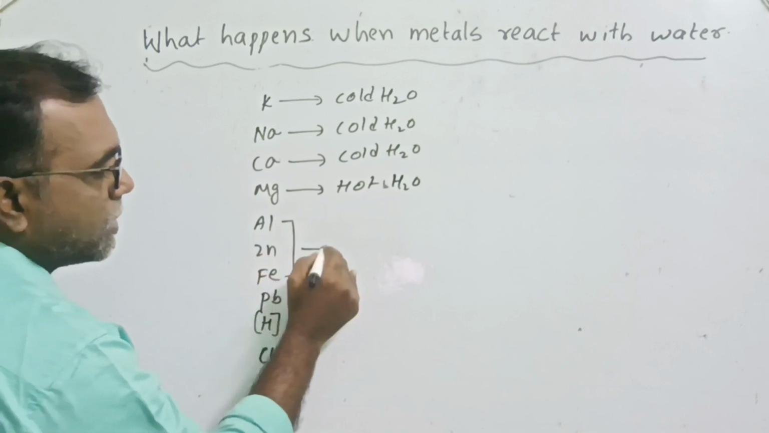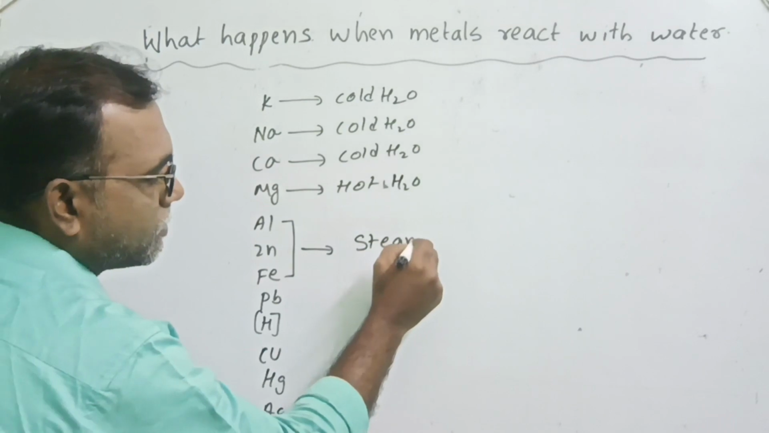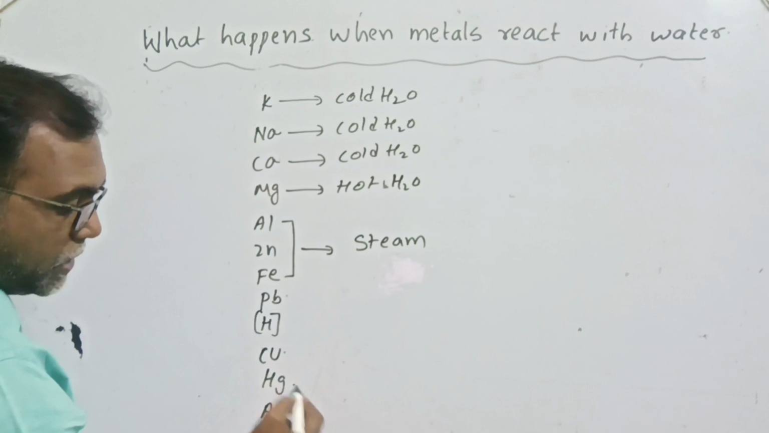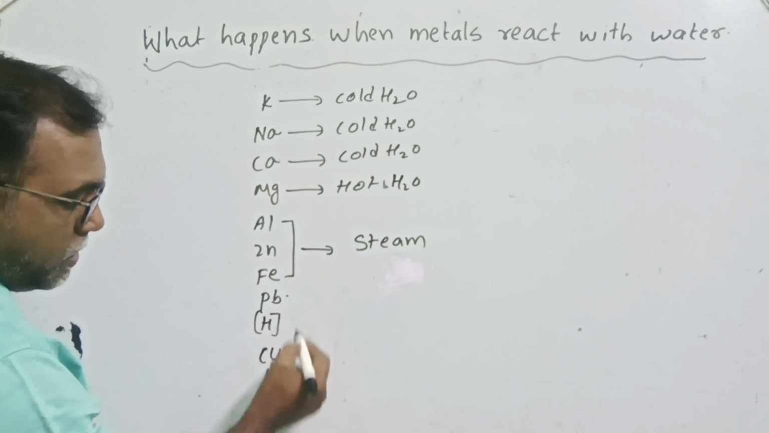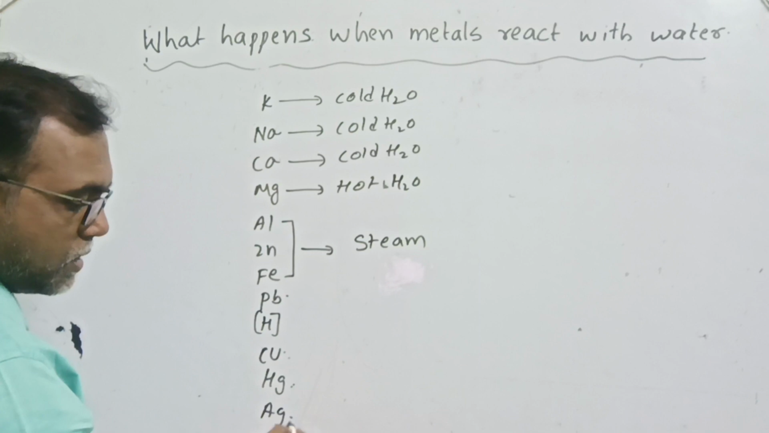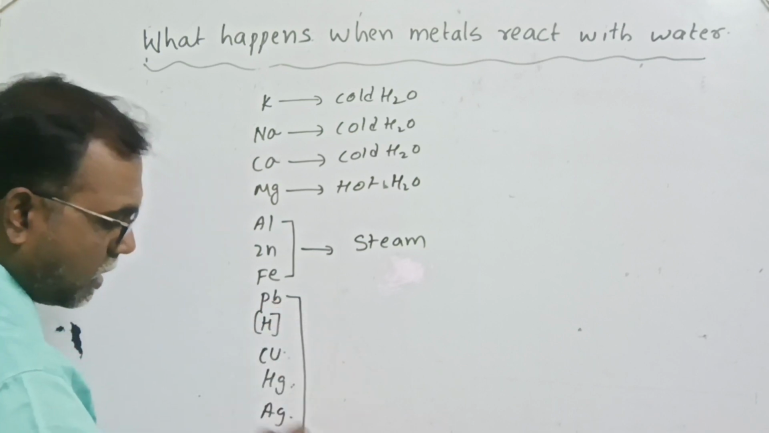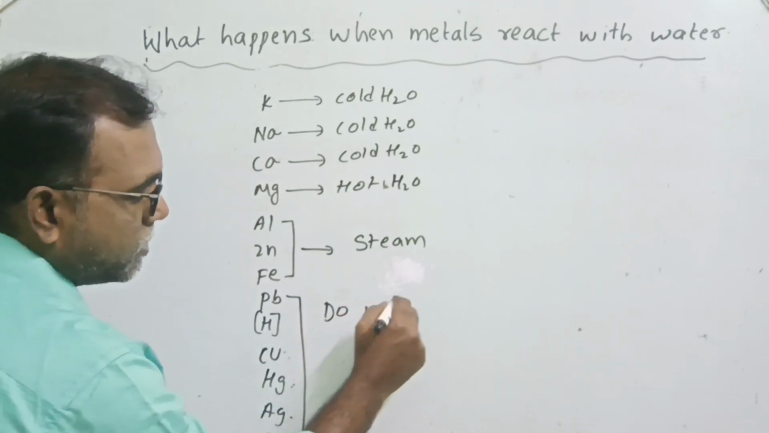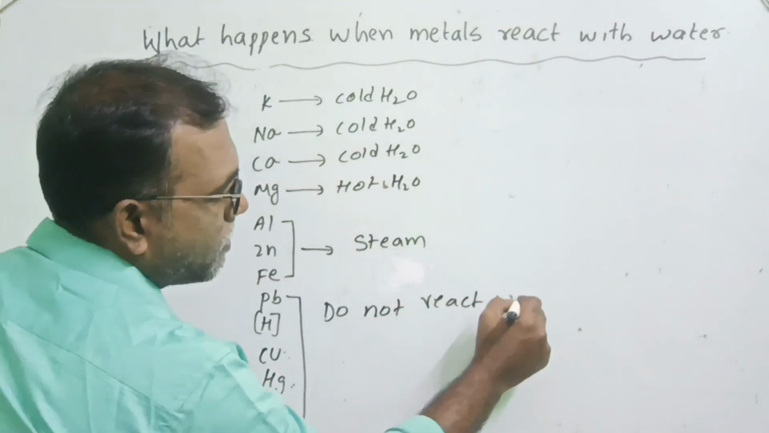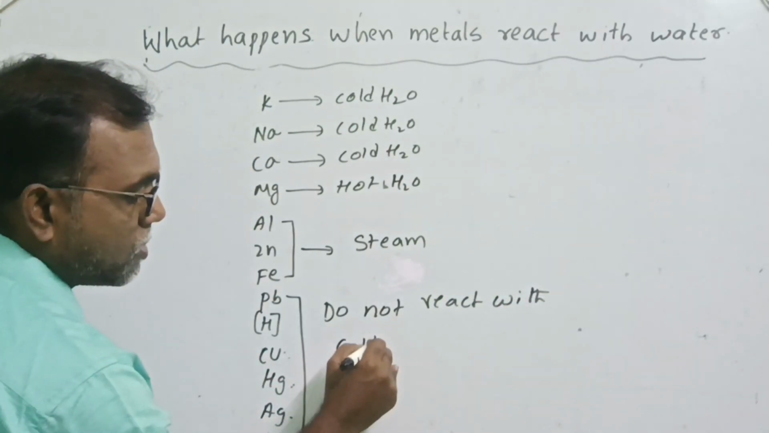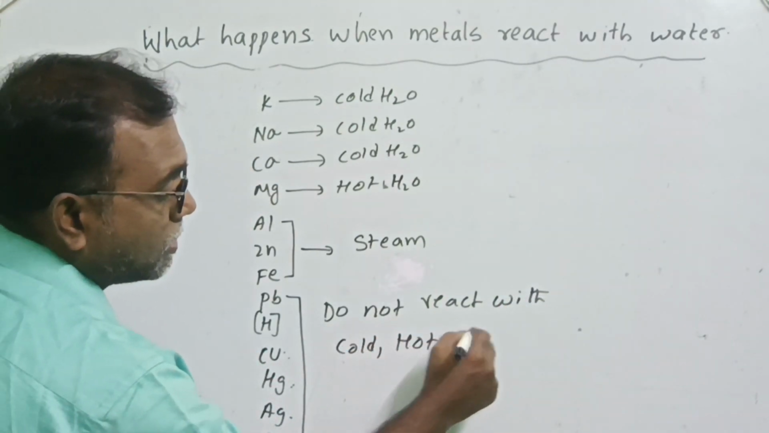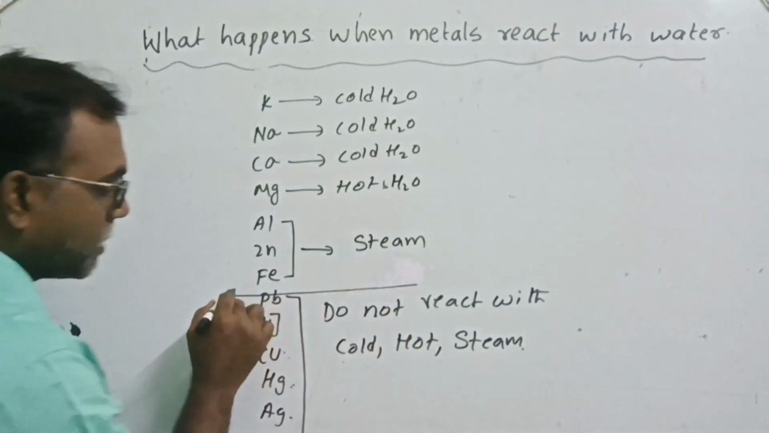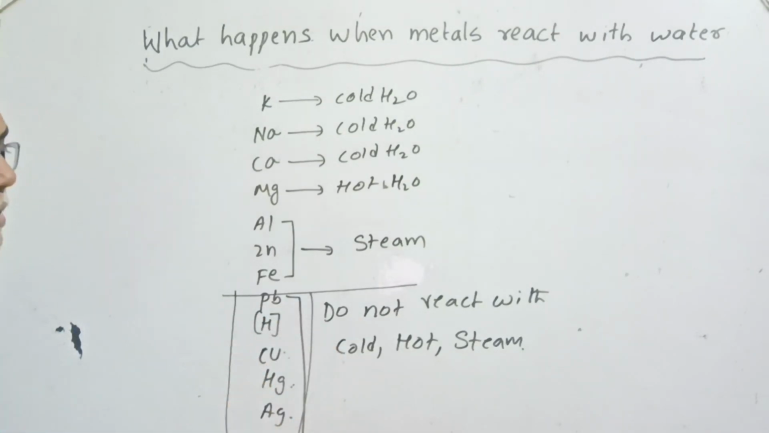From aluminium to iron, they react with steam. And after iron, lead, copper, mercury, silver, gold, these metals are less reactive elements which do not react with water, whether it is cold water, hot water, or steam. So after iron, these elements do not react with water.